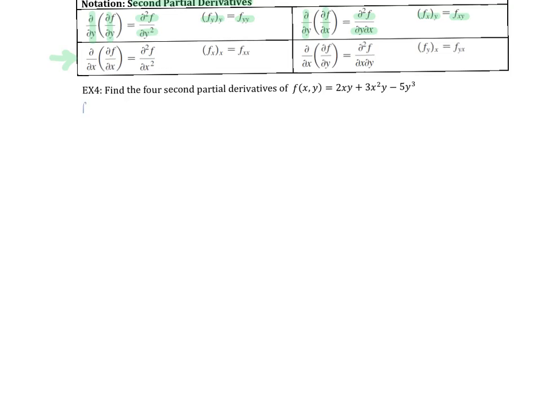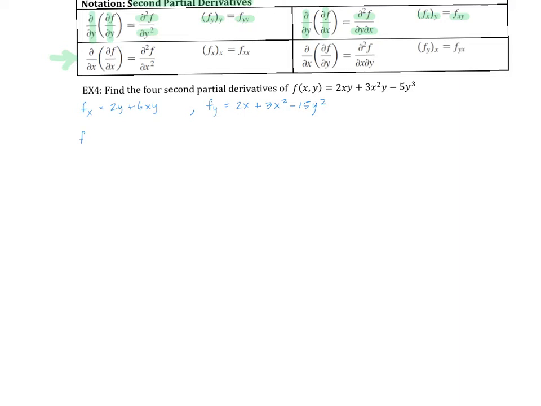So if I wanted to find the partial derivative with respect to x, I choose to use this notation because it's less writing of my function, and I'm going to leave off the parentheses with the x and y. Then with respect to x, this would be 2y plus 6xy. And I'm also going to go ahead and find the partial derivative with respect to y. With respect to y, it's going to be 2x plus 3x squared minus 15y squared.